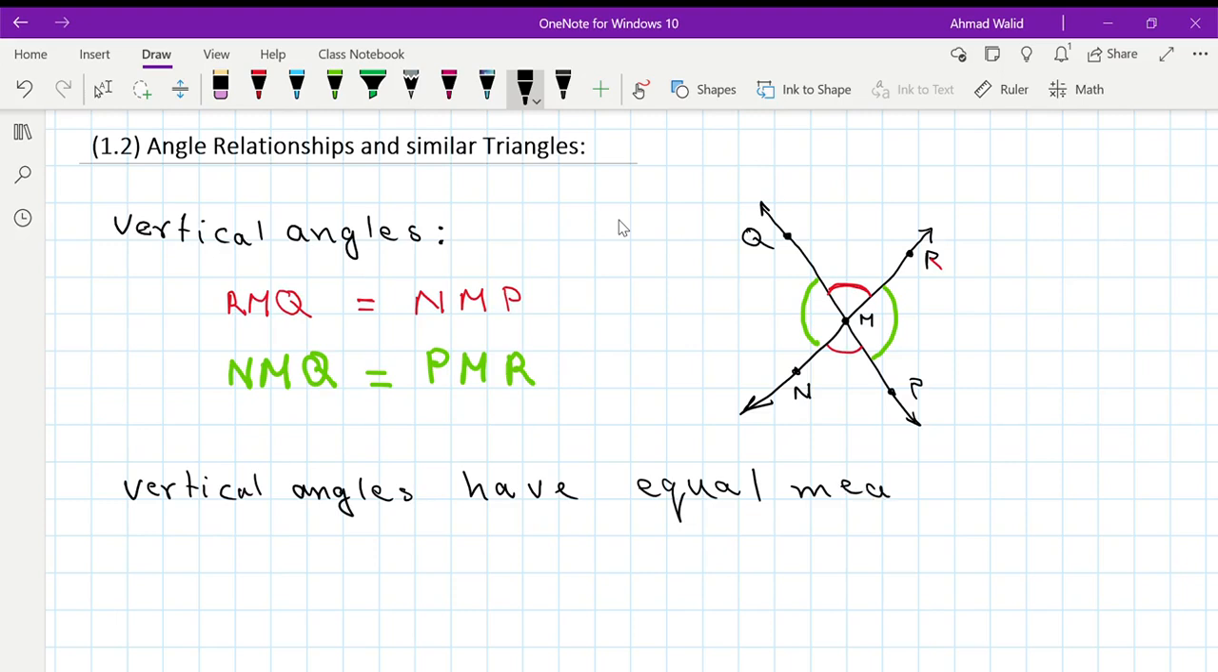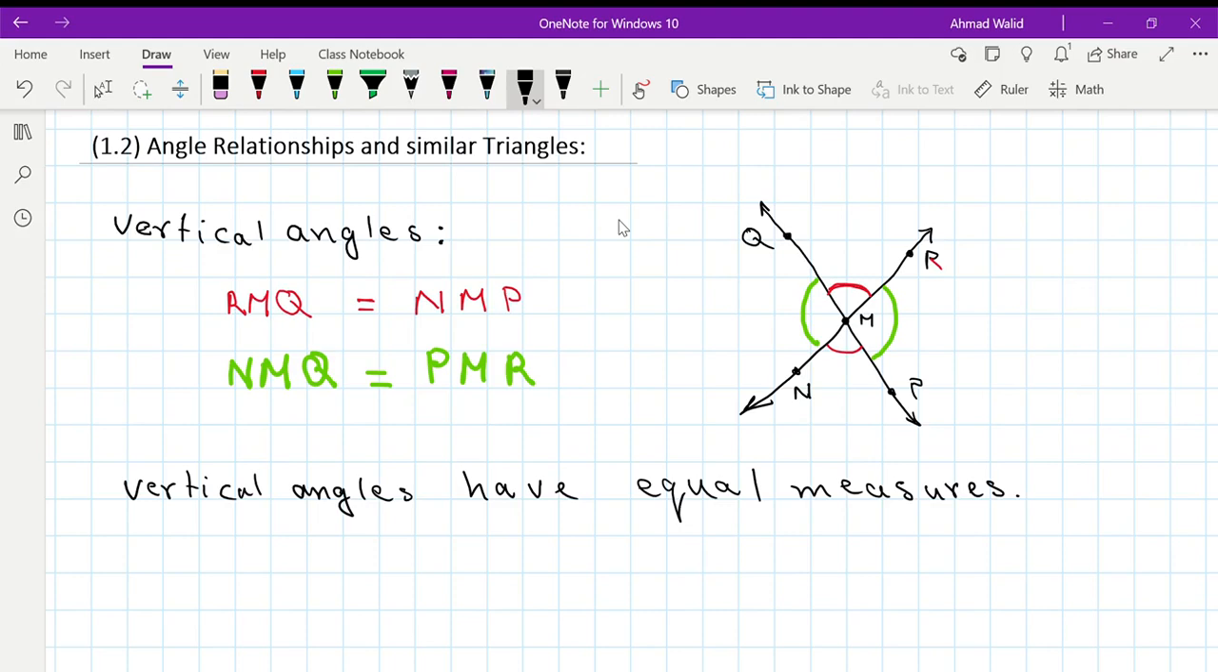Remember this. It's really important. You need it in future. Correct? Vertical angles, they have equal measures. They're equal to each other. Correct? RMQ is equal to NMP. NMQ is equal to PMR. Correct? If they are forming a vertical, they are equal to each other.